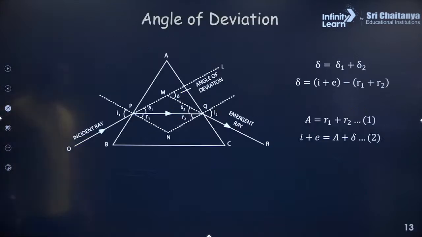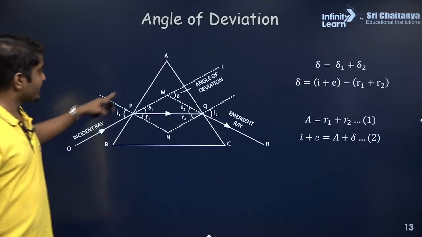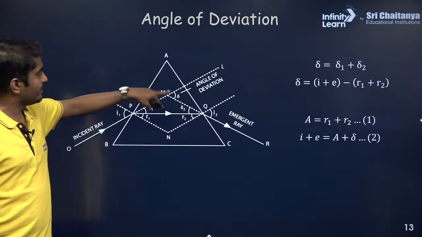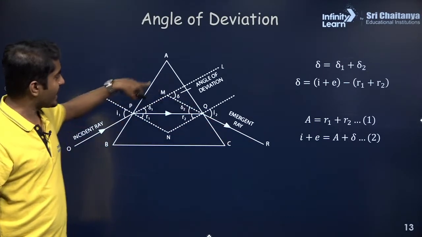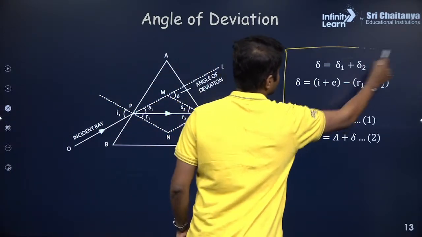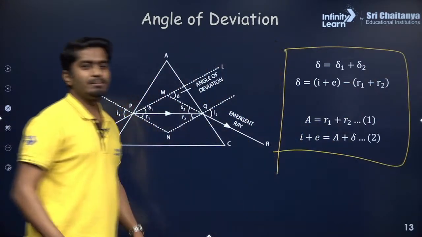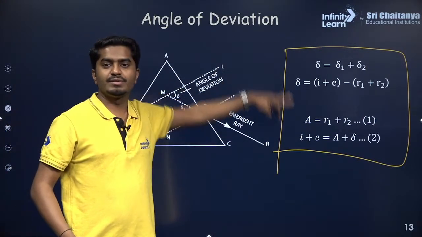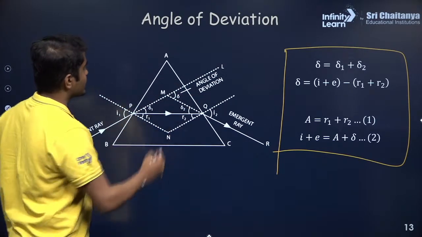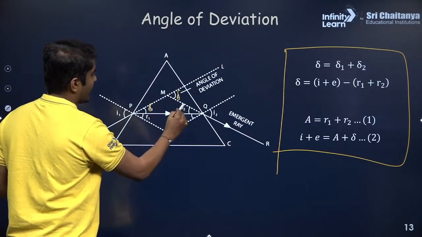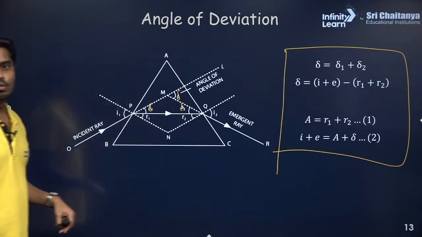Okay, there is a prism. So these are the different rays: incident ray, refracted ray, emergent ray, and the angle between incident and emergent is the angle of deviation. So make sure that you remember these equations. Sometimes they will ask you a question which is directly from one of these equations. What is the first equation? The angle of deviation delta is the sum of delta 1 and delta 2.